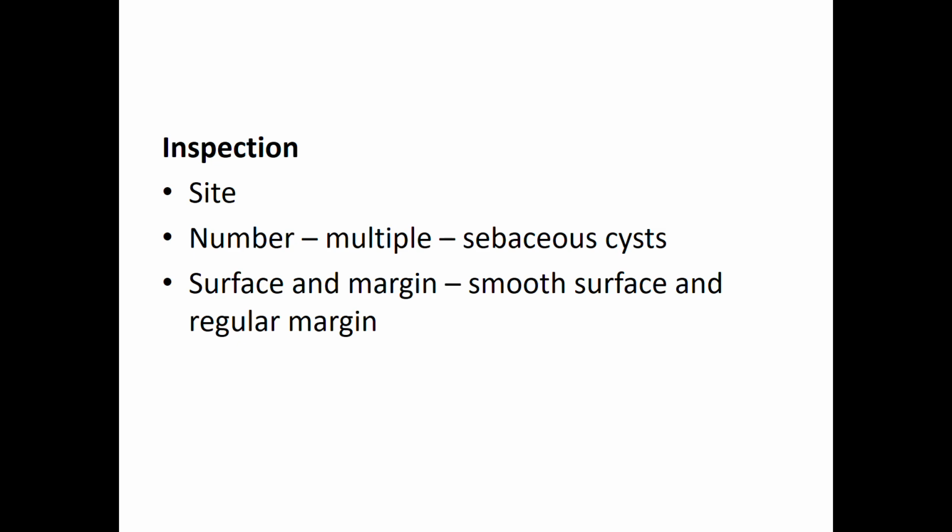Also the number, whether it is one, two, three, or multiple. Usually multiple cysts are seen as a feature of sebaceous cysts. Then you should also see the surface and the margin. Usually the surface is smooth and it has a regular margin. So this can be seen on inspection.